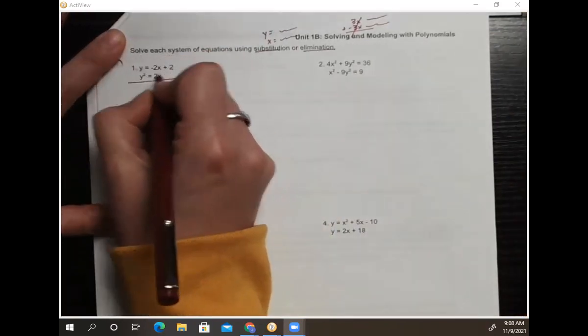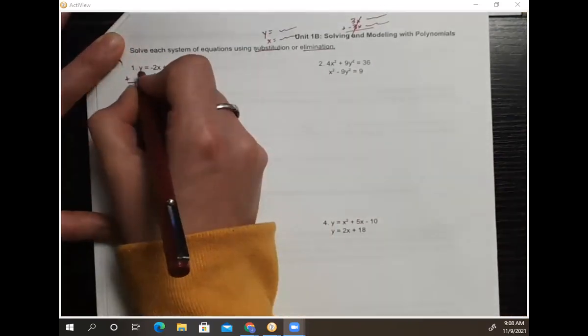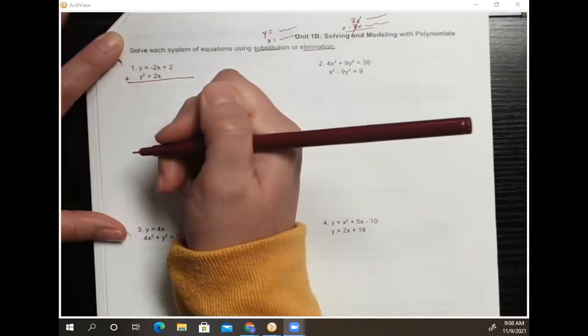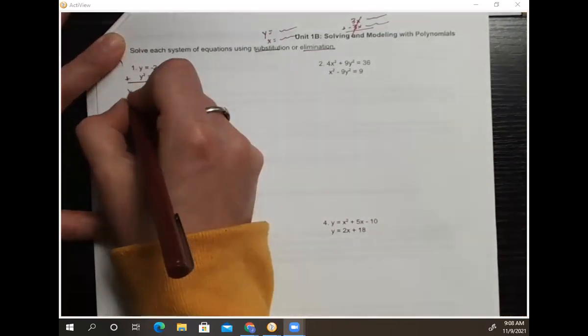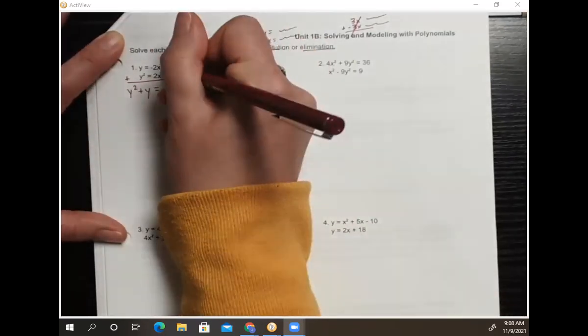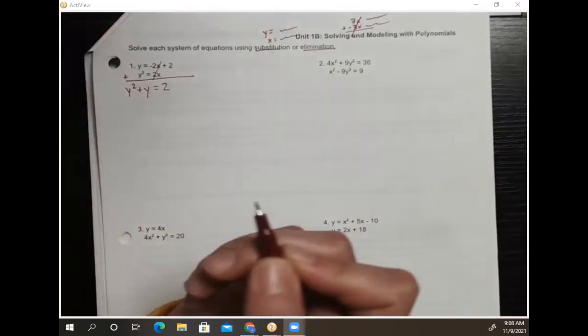So that means we're going to add these equations together. Now, on the left-hand side, we have y and y squared. We cannot combine those. They are not the same thing. They're not like terms. So we've just got y plus y squared here. Our x's are gone, and all I have left on this side is 2.